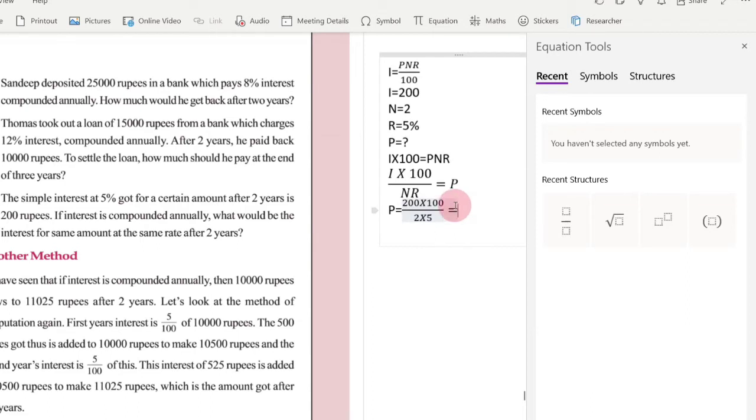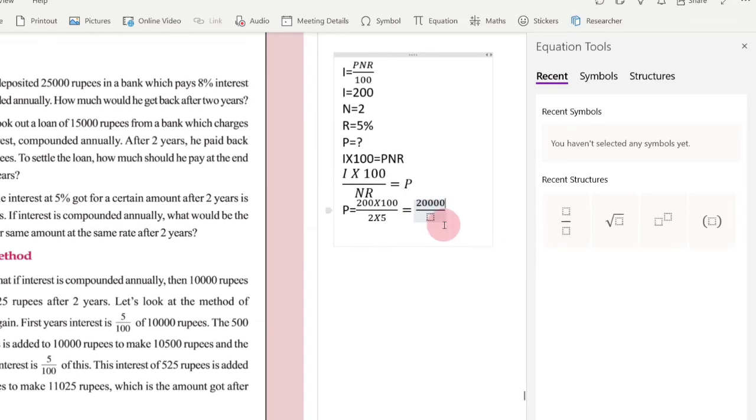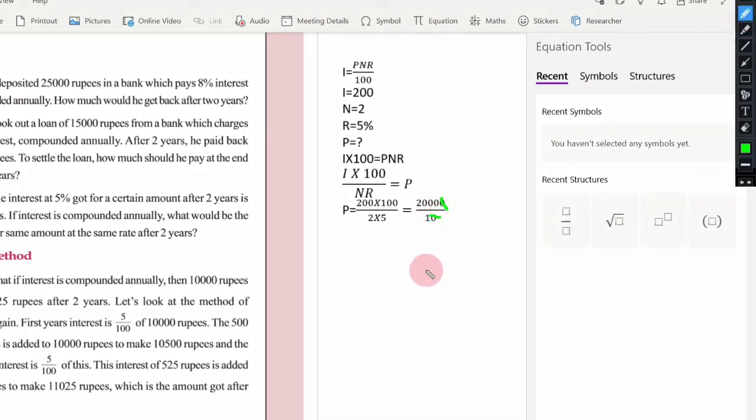200 into 100 is equal to 20,000, divided by 2 into 5, which is 10. In the denominator we have 10, so just cancel that 0 with the 0 in the numerator. Then we have the amount 2,000 rupees, that is P is equal to 2,000.